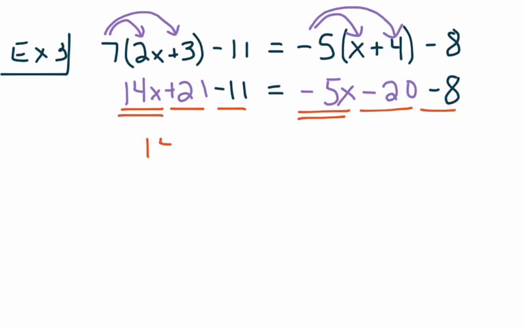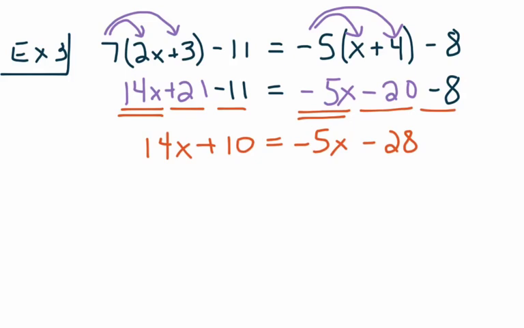So when I do that, I have 14x. 21 minus 11 gives me 10. Keep my equal signs aligned. Bring down the negative 5x on the right side. Then I combine negative 20 minus 8. Gives me negative 28.